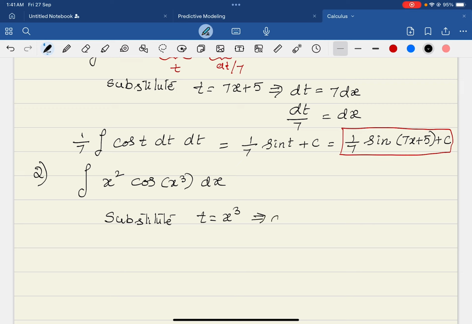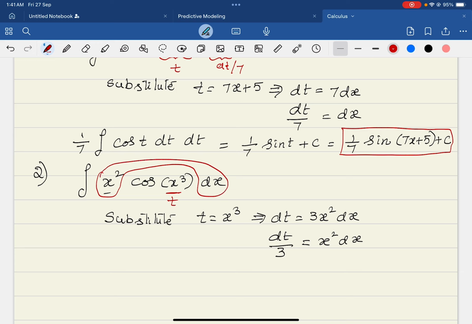Now what is the derivative of t? dt is the derivative of x cube, which is 3x square dx. Of course, in the problem there is no 3, right? So we divide by 3, and then on the right-hand side we get x square dx. Now we replace x cube by t, and this x square dx we replace by dt by 3. I hope you could understand.